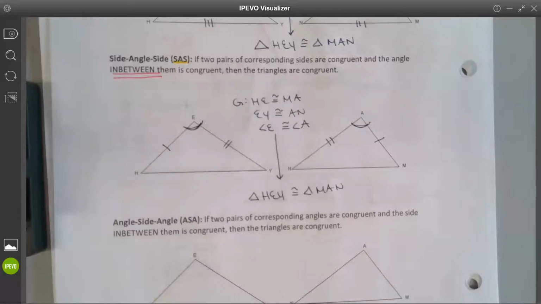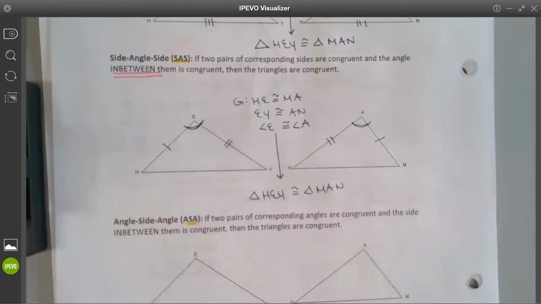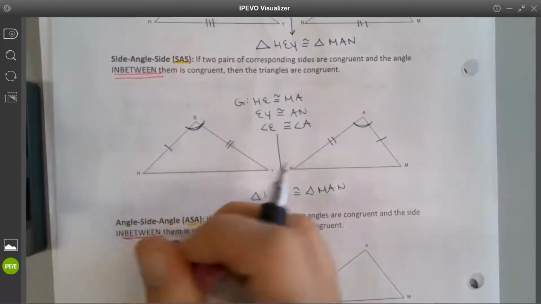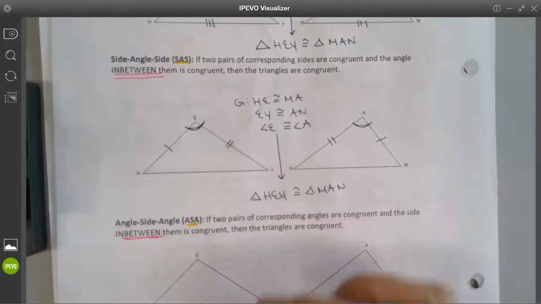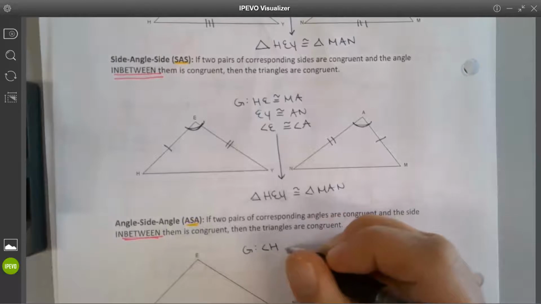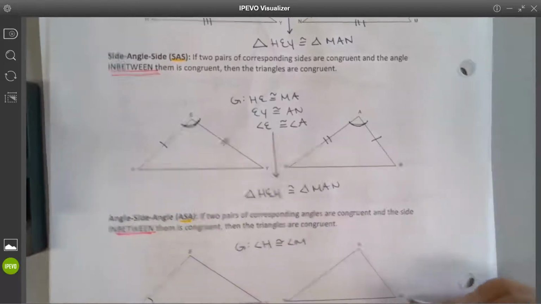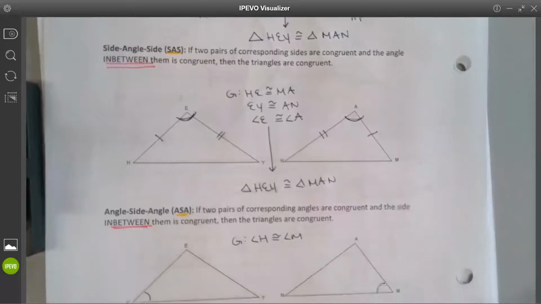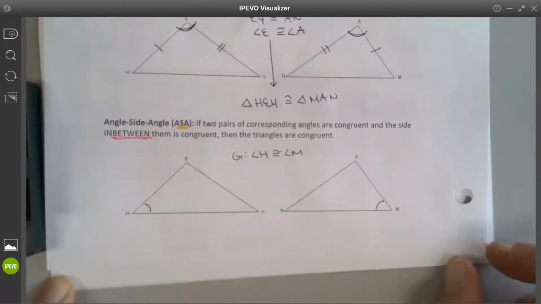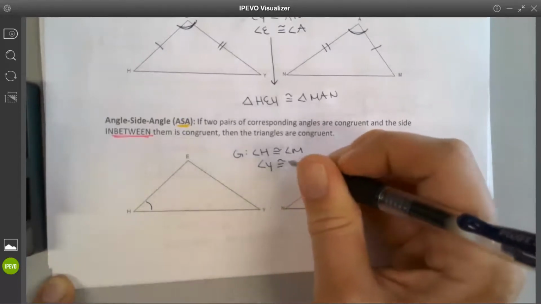Really similar for the last one. So the last one is angle, side, angle. Again, it has to be the side between the angles. So if I'm given, for example, angle H is congruent to angle M, and angle Y is congruent to angle N.